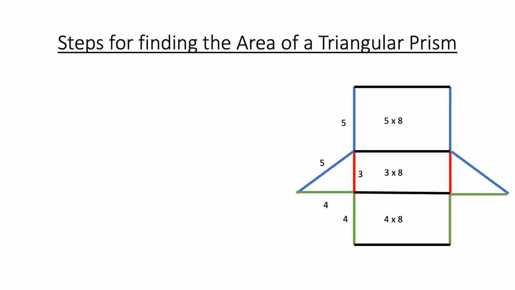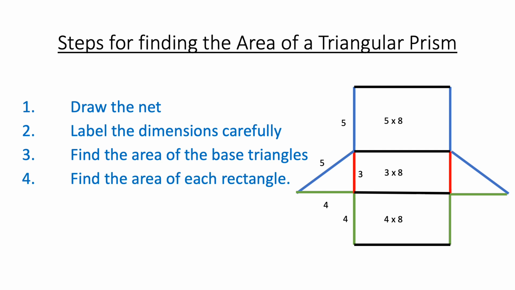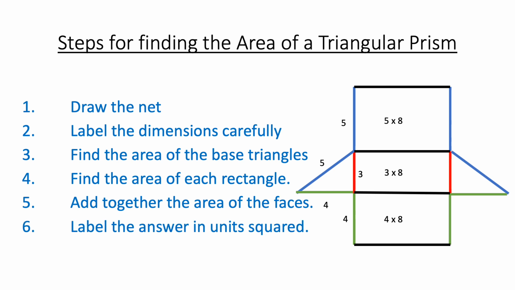The steps for finding the area of a triangular prism include drawing the net, labeling the dimensions carefully, finding the area of the base triangles, finding the area of each rectangle, and then adding together the area of the faces. Label the answer in units squared because area is always found in square units because it is 2 dimensions.